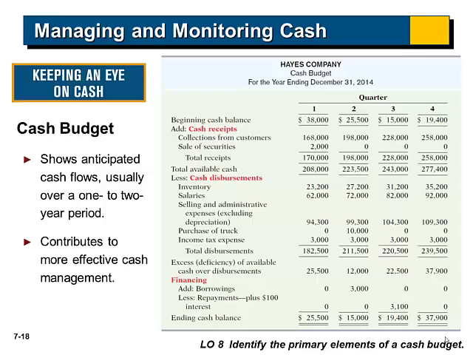So a cash budget shows anticipated cash flows, usually over a 1 to 2 year period, and it just contributes to more effective cash management.